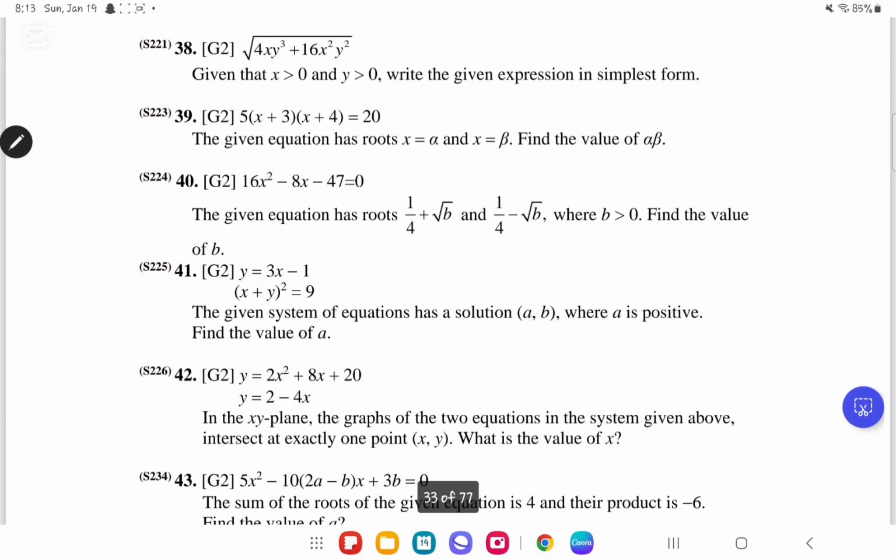Grid 38, now we need to write the given expression in simplest form. So let me zoom in.